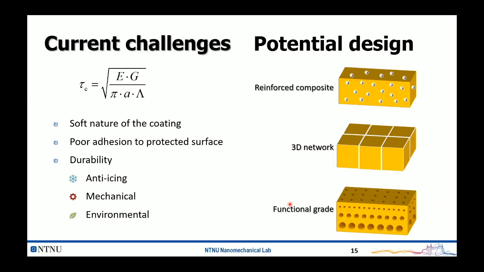Or we could have maybe a hard 3D network containing this soft coating, in a way also strengthening the material. Or maybe functionally graded surfaces with holes, with particles, with any other design, so that one part of the surface has low adhesion with ice, but the other part has strong adhesion with the protected surface. And if you have any new ideas, welcome to talk with us.